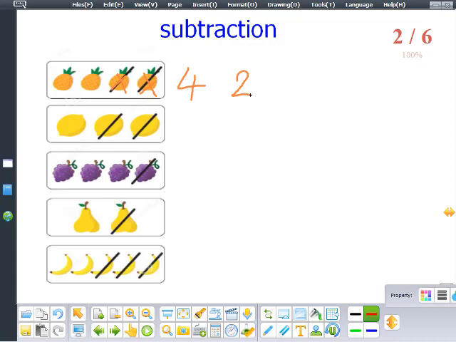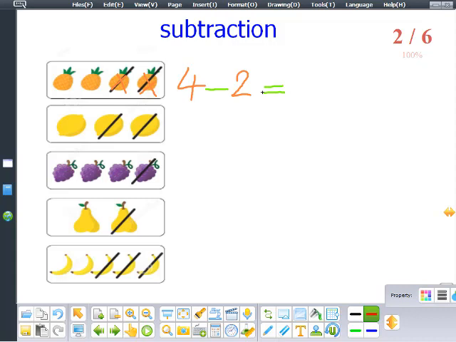I what? Subtract. Okay. When I subtract, which sign do I put? I put this sign, which I call a minus. When I take away, it means minus. So here we have 4 minus 2. Then we put equal. 4 minus 2 equal what?